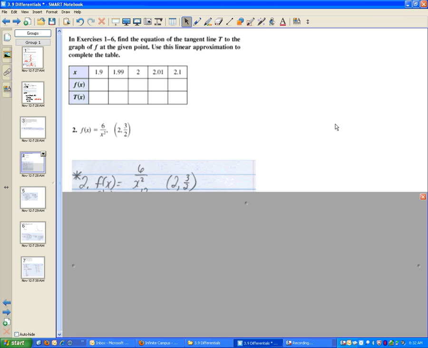Number 2, our function is f of x equals 6 over x squared. Our point of tangency is 2, 3/2. And we're going to complete the table. First step is to find the tangent line. Okay? And what do we need to do to find the tangent line? Take the derivative. If f of x equals 6 over x squared, what's f prime of x equal?